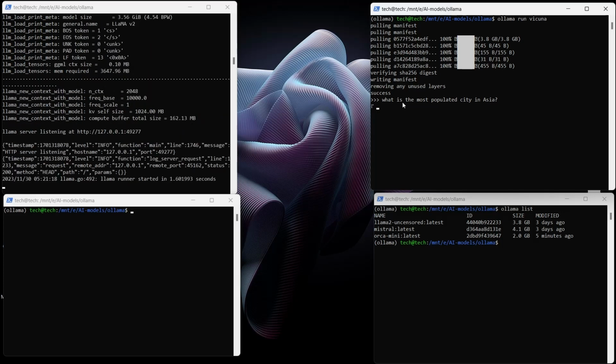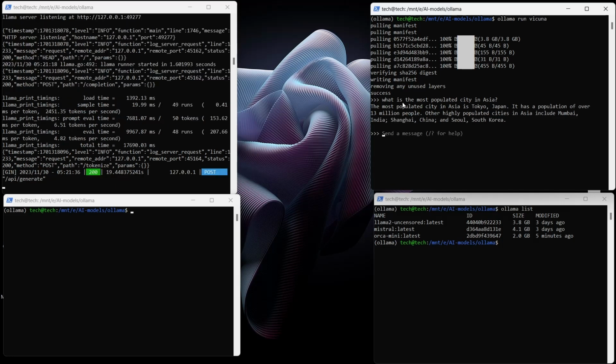Okay, so we got a Vicuña model, also downloaded. I just asked the same question, and here Vicuña is answering that the most populated city in Asia is Tokyo, Japan. It has a population of over 13 million people. Other highly populated cities in Asia include Mumbai in India, Shanghai in China, and Seoul in Korea. So I believe that Tokyo is the most populated city in Asia.